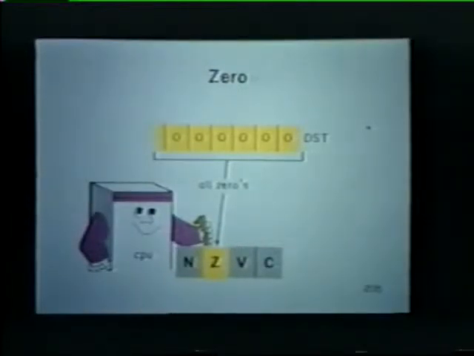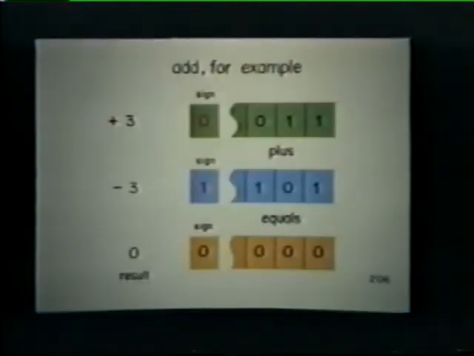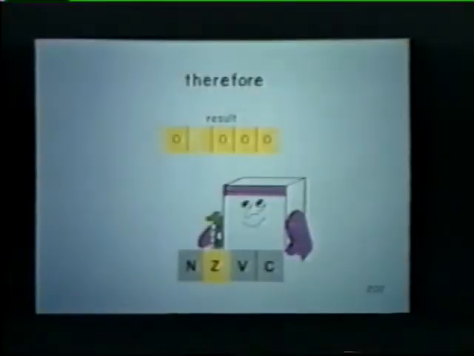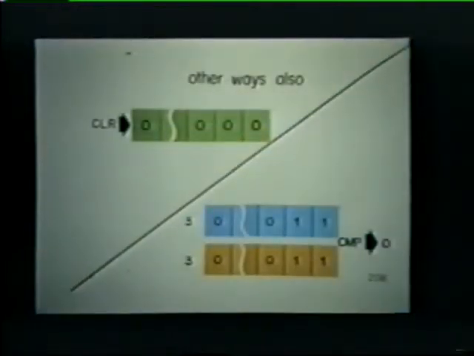Whenever the CPU sees that the result of an instruction is all zeros, it sets the Z bit. An add instruction, for example, will cause a 0 result if we add 2 numbers equal in value but opposite in sign. Here, a +3 and a -3 are added and equal a result of 0. Therefore, when execution of an instruction produces a result of 0, the CPU sets the Z bit. Of course, there are also other methods of obtaining a 0 result. For example, the single operand clear instruction results in 0, or the double operand compare instruction causes a 0 result if we compare 2 numbers of equal value.